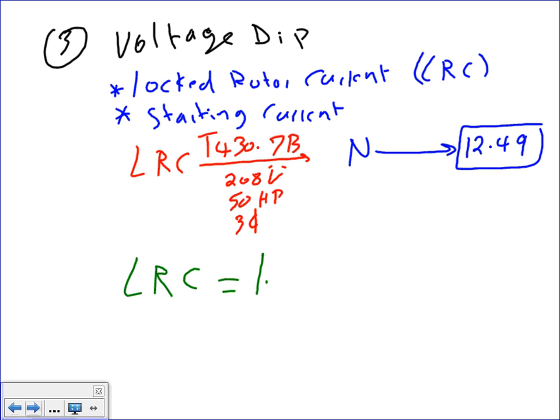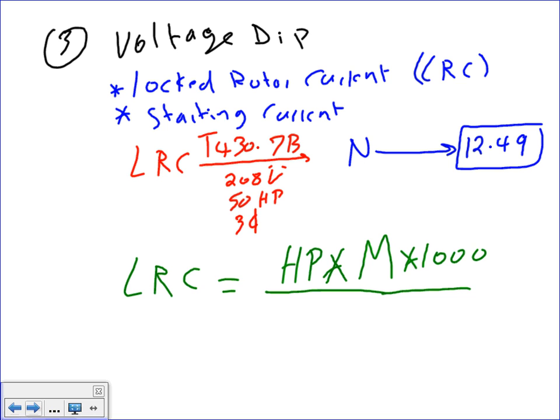Okay, locked rotor current, here's the formula. Since it's three-phase, 1.73. Let me write it again. Locked rotor current equals the horsepower times M, the multiplier, times 1,000, divided by 1.73 times the voltage. And some of you are going to ask me, what the heck is an M? It's the multiplier coming directly from this table. In my case, it's the multiplier for N, and it's 12.49. I just call it multiplier M.